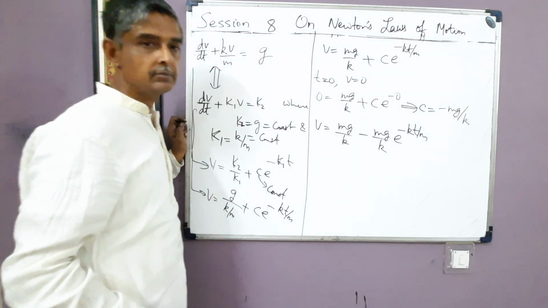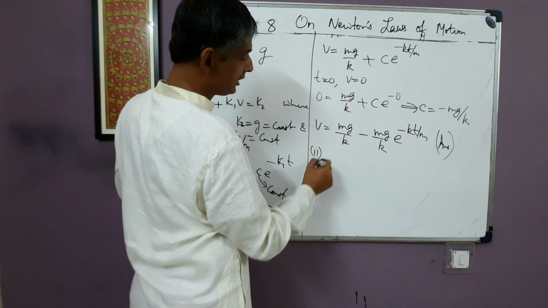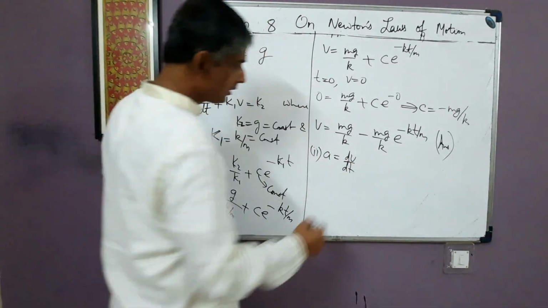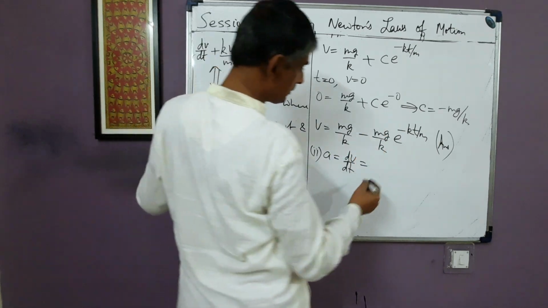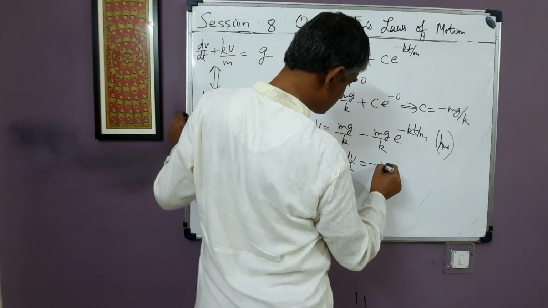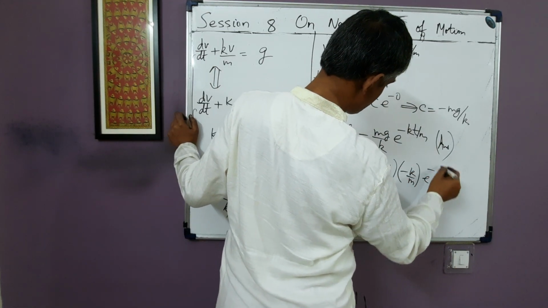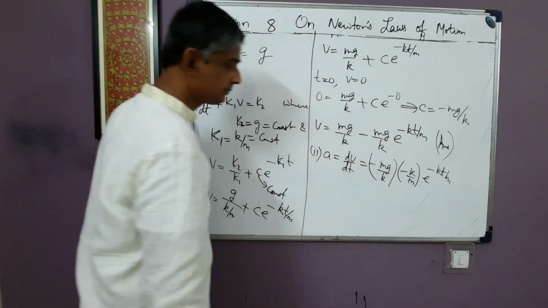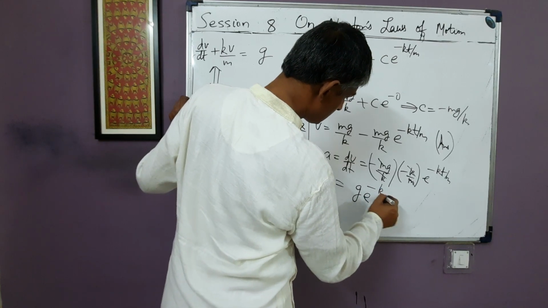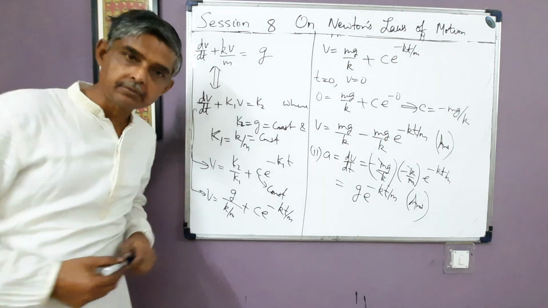This is the v as a function of time. First answer we have obtained. What is the second answer? Second is a-t graph. a is, we know, for straight line motion, a is equal to dv by dt. When you differentiate this, how much will it become? The derivative of the constant becomes 0, and this becomes minus mg by k times minus k by m e power minus kt by m. So k goes away, m goes away, this minus becomes plus: g e power minus kt by m. This is the answer to the second part of the question. Fine, alright.